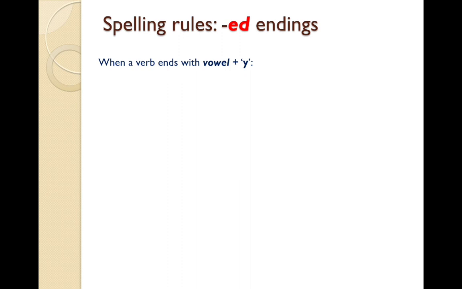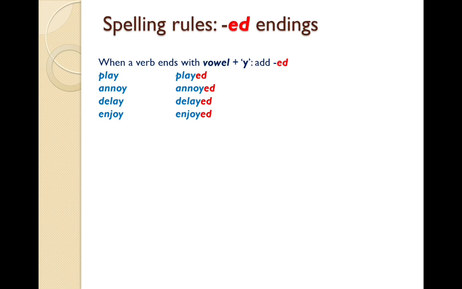When a verb ends with a vowel plus y, we add ed. Play, played. Annoy, annoyed. Delay, delayed. Enjoy, enjoyed.